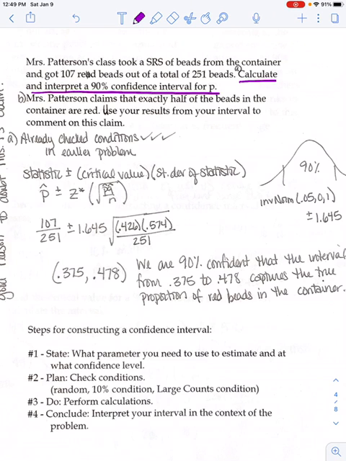So I don't know the true proportion of red beads in this container. I do know P hat. And so I'm going to use that P hat to give an interval that I'm going to be 90% confident will capture the true proportion of all red beads in this container. Okay, so let's do part A before we even read part B. All right, so the first thing you're going to do in part A is check your conditions, which we've already done. We were a simple random sample, we were normal, and we were independent. Okay, so we've already done that previously.